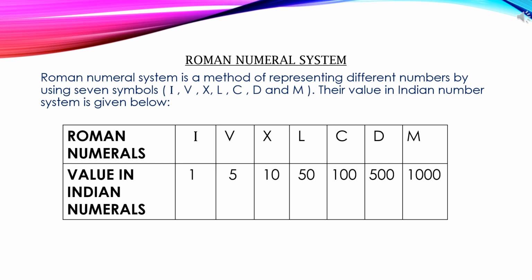Now let's continue our next topic, Roman numeral system. Roman numeral system is a method of representing different numbers by using 7 symbols: I, V, X, L, C, D and M. Their value in Indian number system is given below. According to Roman number system, we represent all the numbers by using these 7 symbols, where I denotes 1, V denotes 5, X denotes 10, L denotes 50, C denotes 100, D denotes 500 and M denotes 1000.